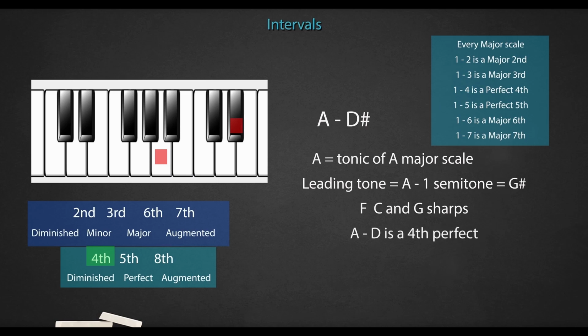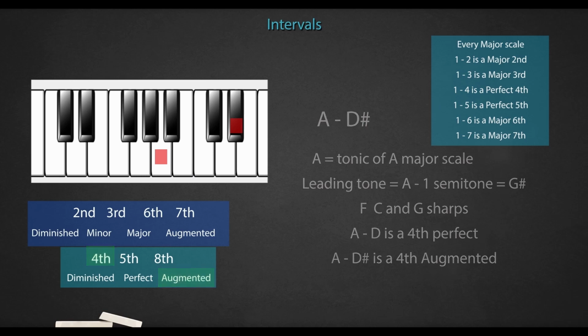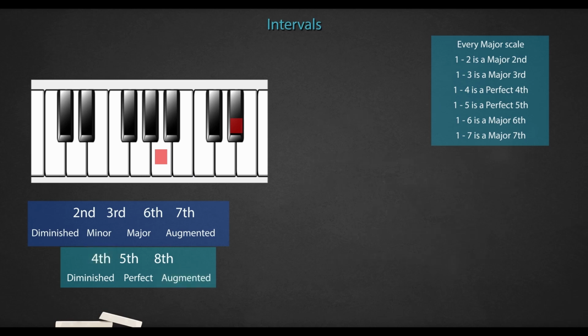So, A D is a perfect fourth, and the interval we are looking for is a semitone bigger. So, A D sharp is an augmented fourth. You see, when we start, we need to do a whole process to find the result. The truth is, by practicing, all this procedure will become much faster.